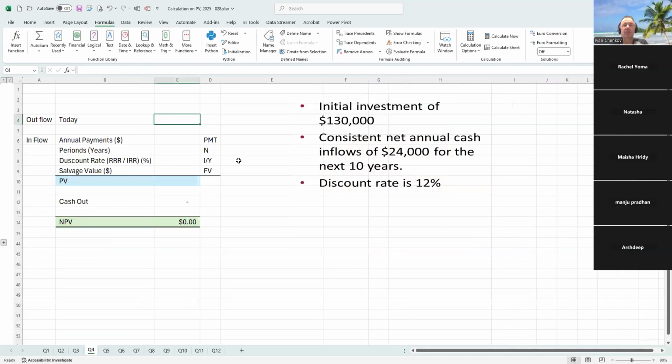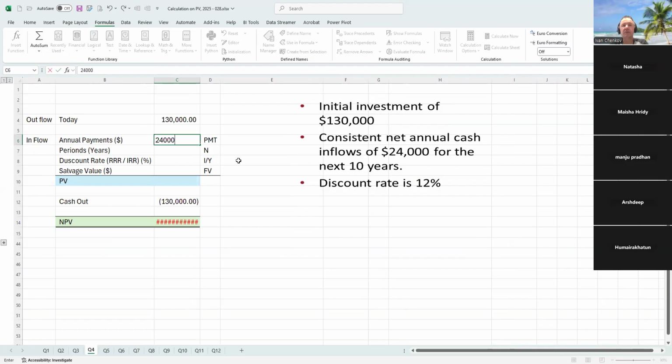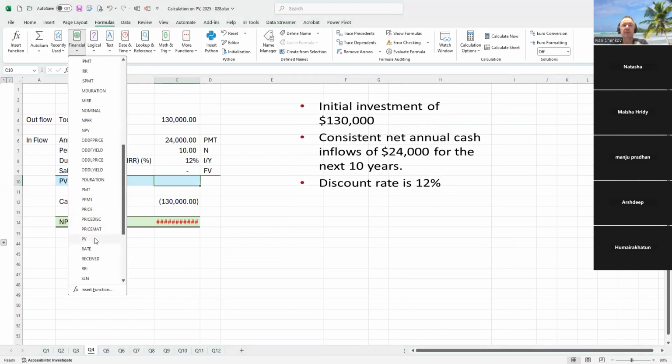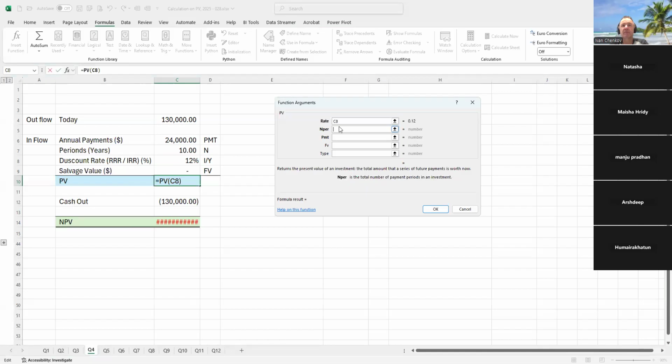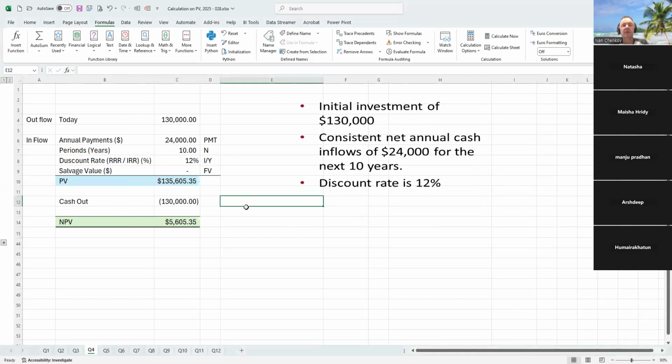Let's play a little bit with this calculation to see what we can get. Again, the $1,330,000 we're going to pay today, but we're going to get an annual payment of $24,000 over 10 years with a 12% discount rate, with zero future value, no salvage value. Again, the present value of those is equal to: rate is 12%, period is 10, payment is negative 24,000, and the future value is 0. So the net present value becomes positive.